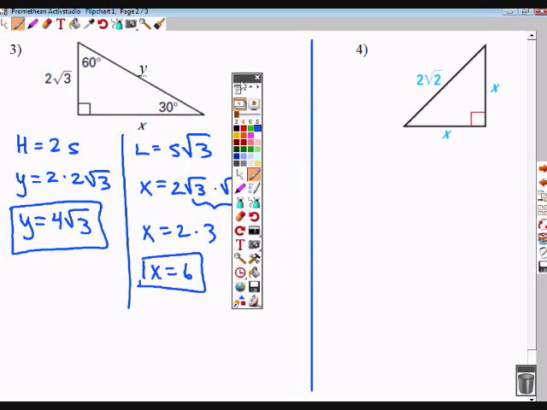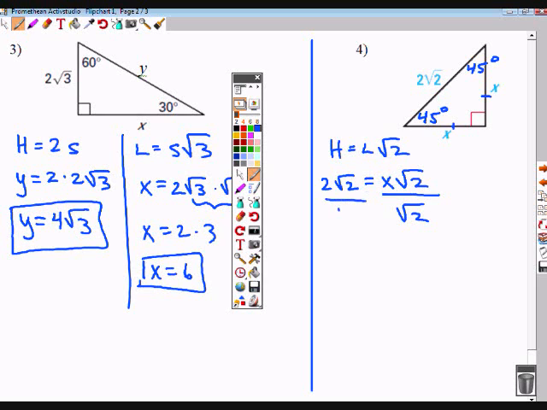Hopefully now you're not getting tripped up. I know we went to a 30, 60, 90 in number 3, but in number 4, this is actually a 45, 45, 90. Again, because the x's are the same, therefore our base angles are both 45. So the question again, what formula are we using? We're using H equals leg times radical 2. Hypotenuse here is 2 square roots of 2. The leg, as defined in the problem, is x, square root of 2 from the formula. So to solve the equation, we again divide by the square root of 2. In simplifying, you should get x equal to 2.